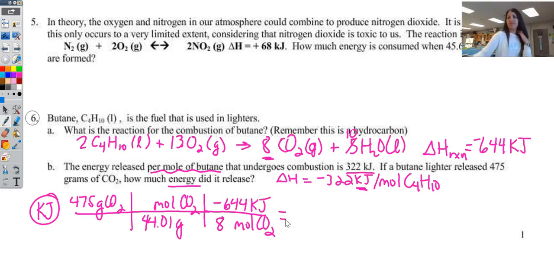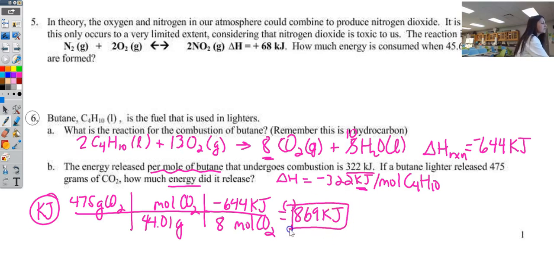Okay, so all I'm going to do is multiply and divide that, and when I do, I get 869 with 3 sig figs kilojoules. Yes, it's negative, but they're asking us for the absolute value because they're asking how much energy was released. So I don't necessarily need a sign unless they're asking me for it in this case.